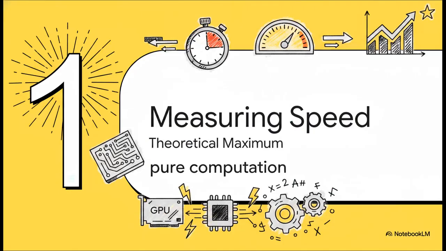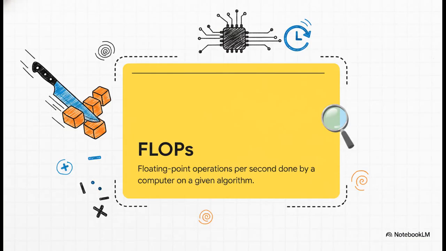Okay, part one, measuring computing speed. This is the theoretical maximum. So let's start with pure computation, flops. It stands for floating point operations per second, and it measures raw mathematical speed. Think of this like a master chef chopping up ingredients at just an incredible rate. When we talk about flops, we're literally just counting how many of these basic math operations, like addition or multiplication, our hardware can crunch through in a single second.